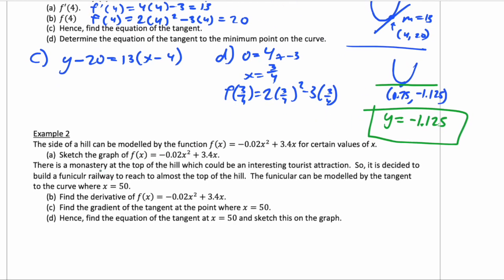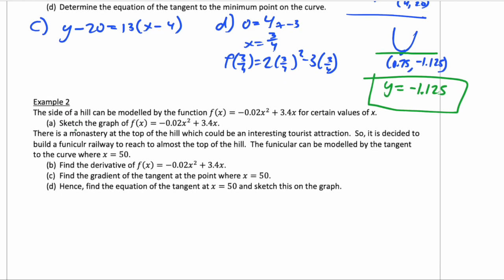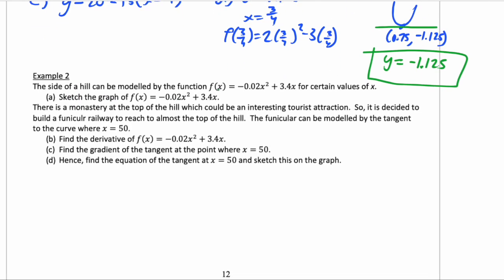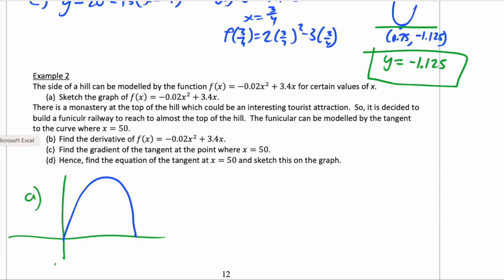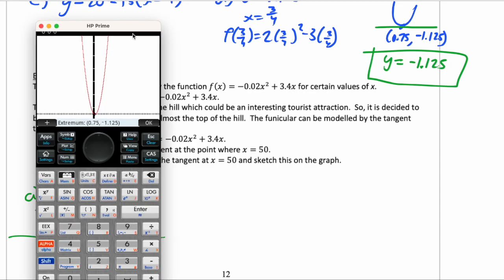Okay, next, let's take a look at this question here. A hill can be modeled with this function. Sketch the graph. So this has a negative coefficient, so I know it's going to be a downward facing parabola with a y-intercept of 0. So I kind of already know what it looks like. I won't go beyond that because this is modeling the side of a hill, so let's just keep it at ground level there.